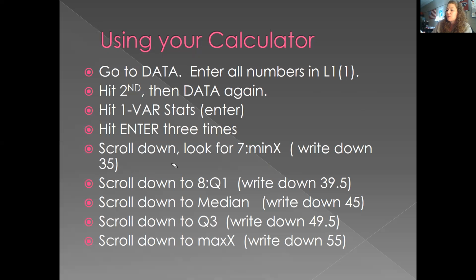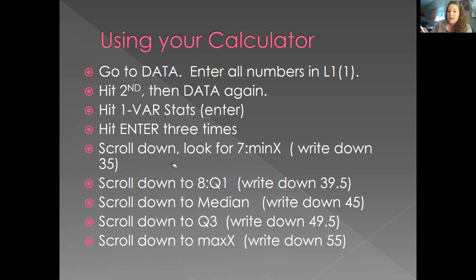1, 2, 3. All right, now you're going to scroll down and you want to know what is the minimum? What is the smallest number? So basically it's number 7, and I see minimum X is 35. So remember, we knew that because we just listed the data numerically.